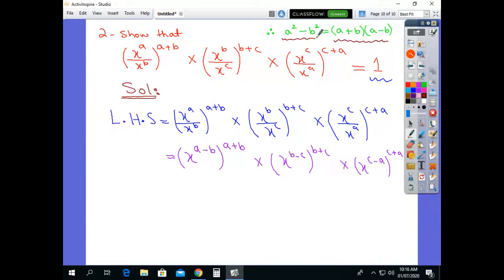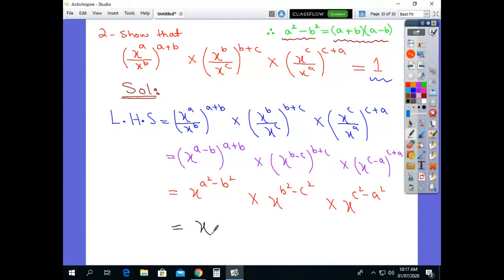Here we write x raised to power a square minus b square. Similarly, x raised to power b square minus c square. Similarly, x raised to power c square minus a square. Okay. Now the next step, using properties of radicals: here we see that the bases are the same, then we add all the powers.